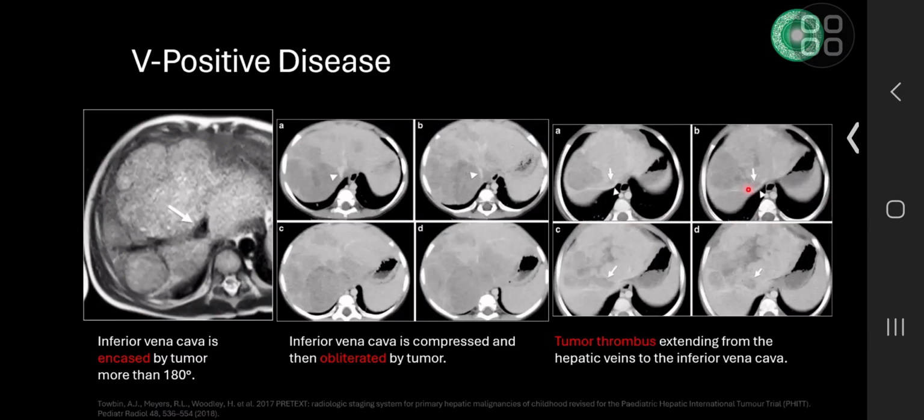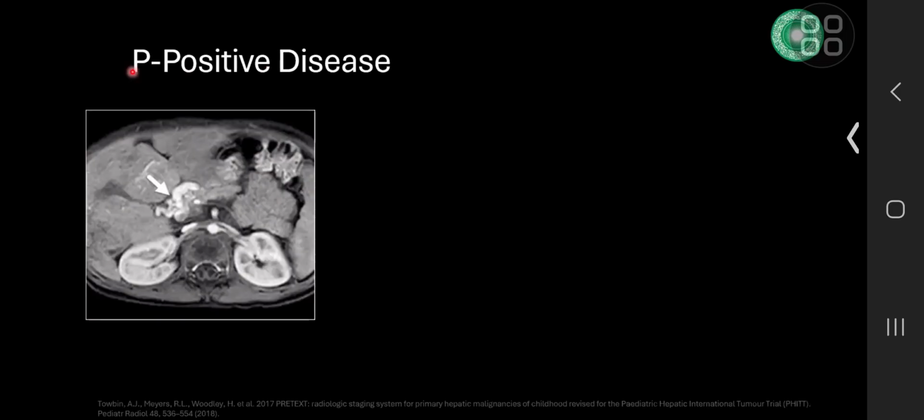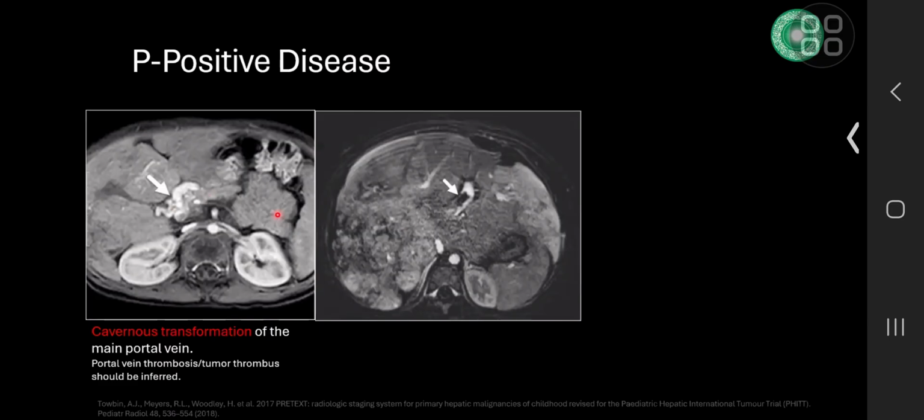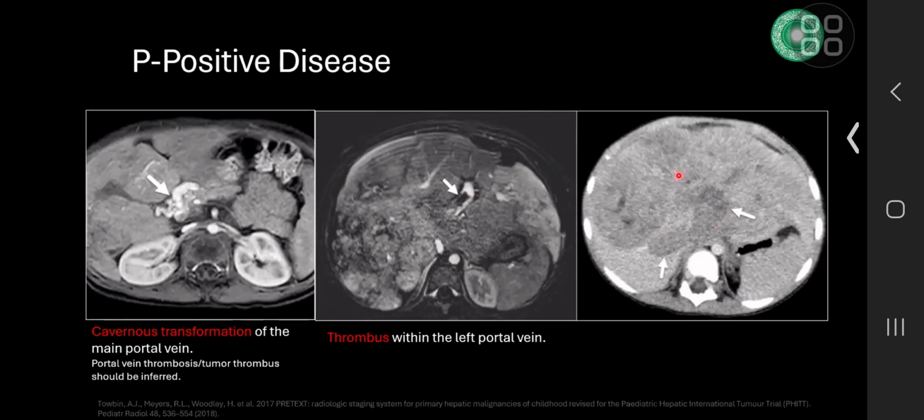P positive disease similarly is involvement of the portal venous system. There can be cavernous transformation, which is also called P positive disease. And in this case, portal venous thrombosis or tumor thrombosis should be inferred. There can be a bland tumor thrombus that can also be labeled as P positive disease, and there could be tumor thrombosis within the portal venous system, which is also P positive disease.